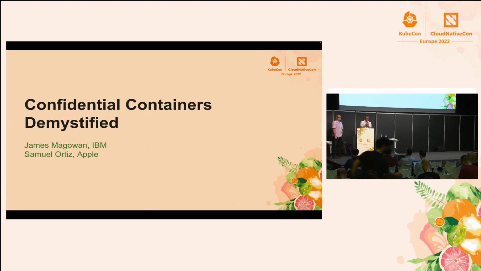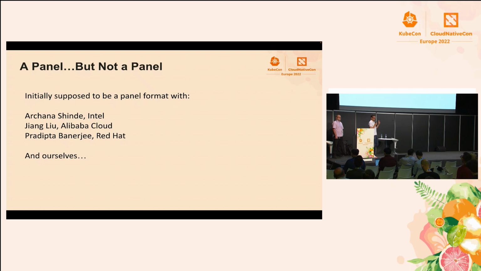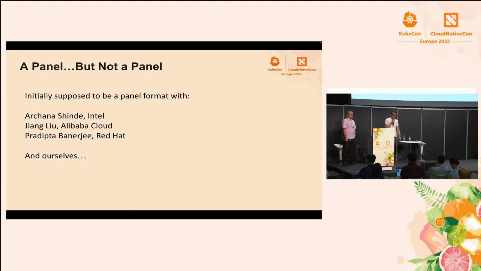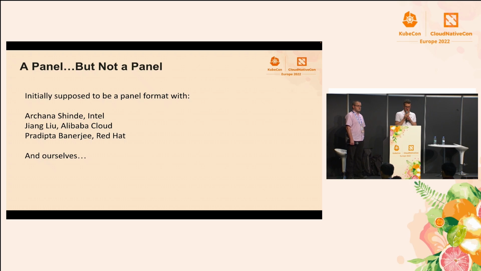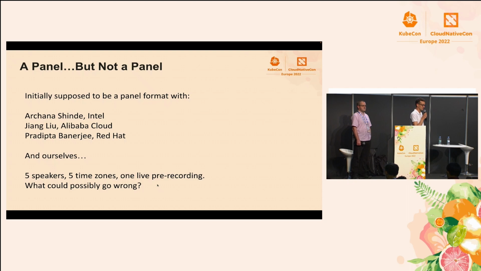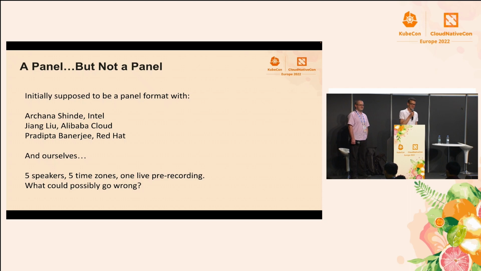So before going there, this was supposed to be a panel, but it's not going to be a panel. It was supposed to be a panel with both of us plus three other people: Archana from Intel, Jiang from Alibaba, and Pradeepta from Red Hat. But it was basically five speakers, five time zones. We were supposed to do live pre-recording. What could possibly go wrong, right? And try to find the right time for pre-recording something with five different time zones. We couldn't make it. So we asked for a change, and we're going to give this presentation here.